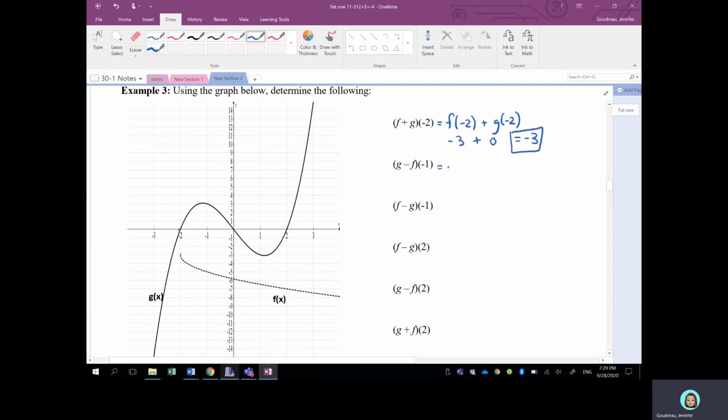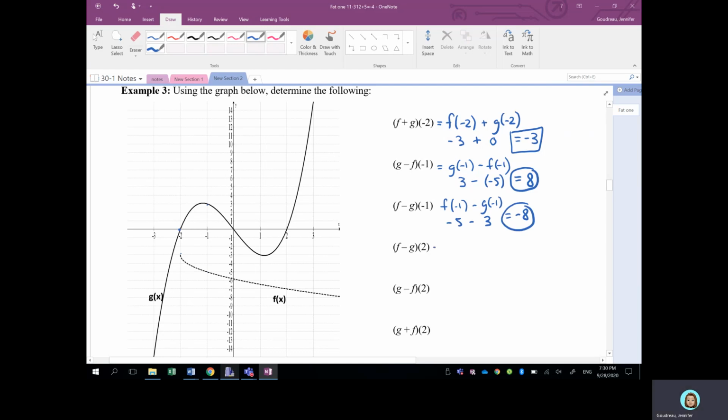G minus f at -1 means g at -1 minus f at -1. Let's find the y values. G at -1 is up here at +3 minus f at -1 is down here at -5. 3 minus a -5 is like 3 plus 5, which is 8. F minus g at -1 means f at -1 minus g at -1. So we're just going to reverse what we have above, which will be -5 minus 3, which gives us -8.